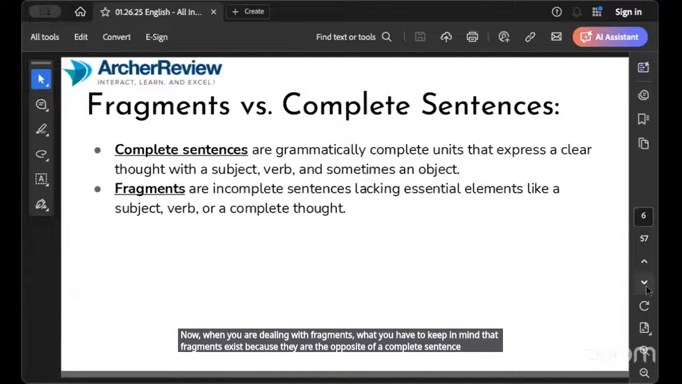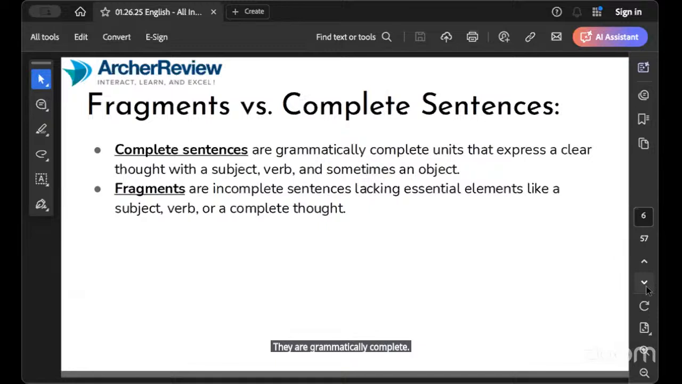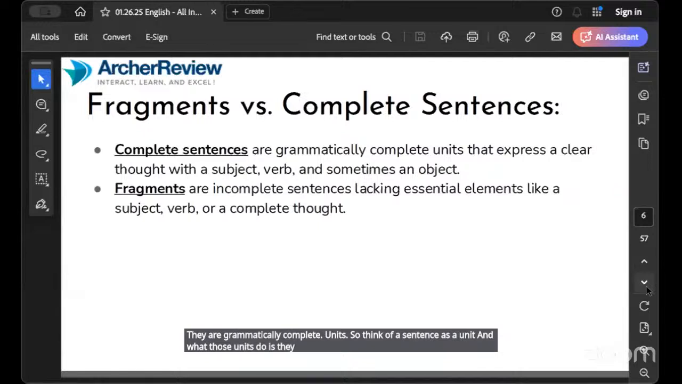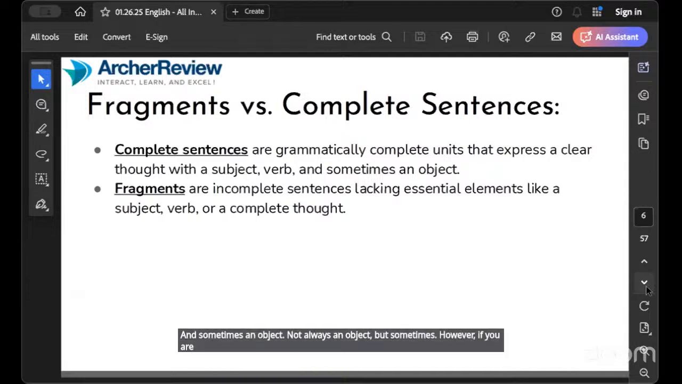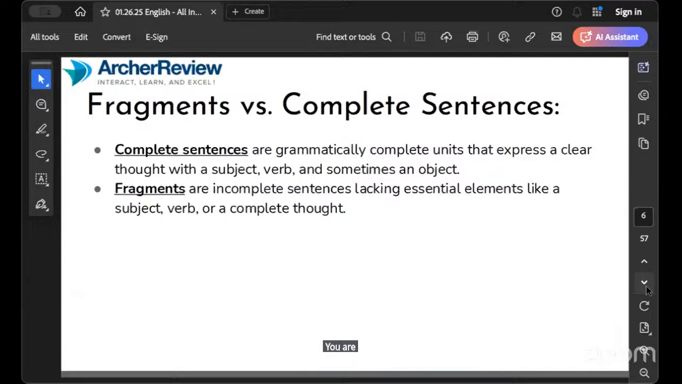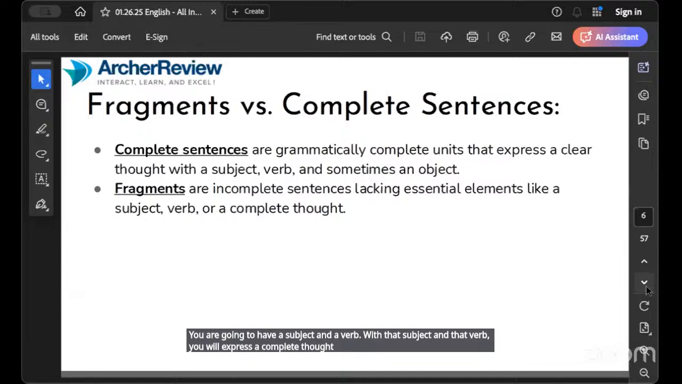When you have a complete sentence, it is a grammatically complete unit. So think of a sentence as a unit. And what those units do is they express a clear thought, and they are going to contain a subject, a verb, and sometimes an object. Not always an object, but sometimes. However, if you are going to have a complete sentence, you are going to have a subject and a verb. With that subject and that verb, the author, whoever is doing the writing, will express a complete thought.